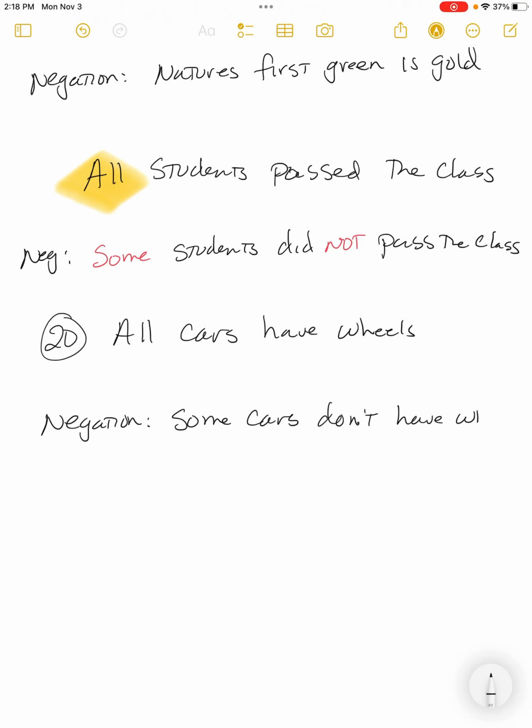That's the only way that that's going to be false, is if I look out there and see some cars that don't. If I see a car with wheels, that's not a problem. That means everything I've seen so far has wheels. But the moment I come across 1, 2, or 3 that don't have wheels, then all cars having wheels is false. So the negation is some. And they work it the other way as well.